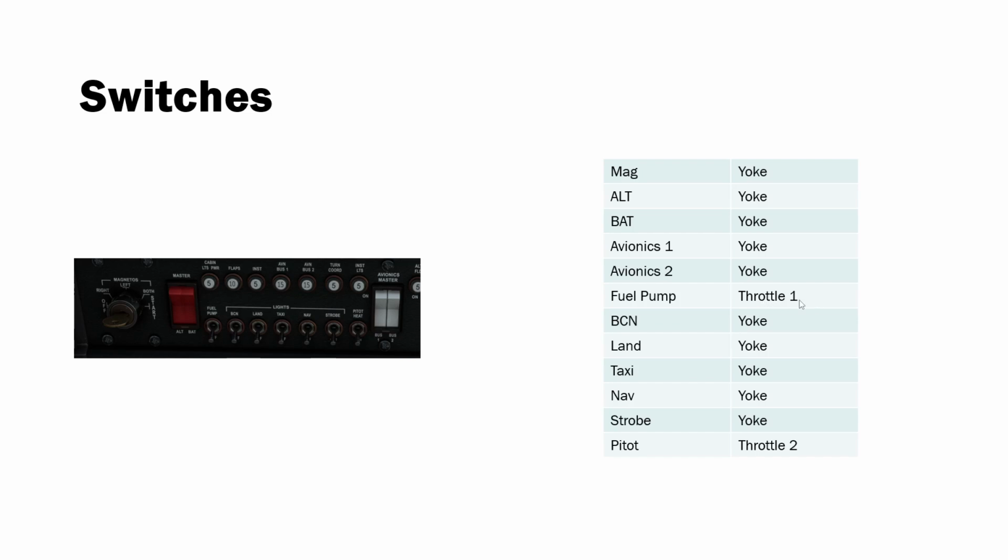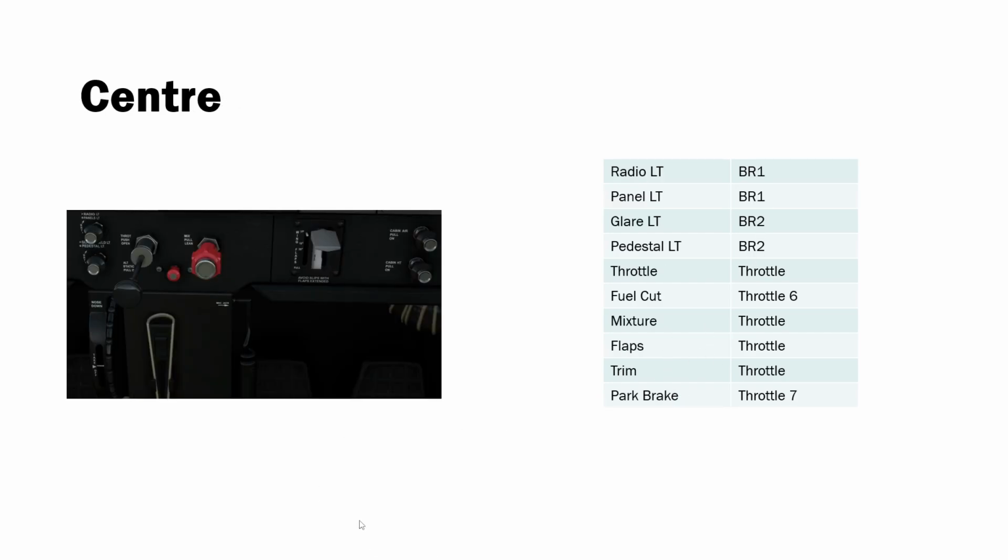On the throttle quadrant, button 1 is going to be my fuel pump on and off, and the pitot heat will be on button 2, and everything else is already allocated straight to the Honeycomb yoke itself, because that's got all the switches for that. In the center panel we've obviously got the throttle and the mixture, so they're just on the throttle quadrant, and it's got a flaps control on the quadrant, and my trim wheel is on there. The parking brake I put on switch number 7 on the throttle quadrant.